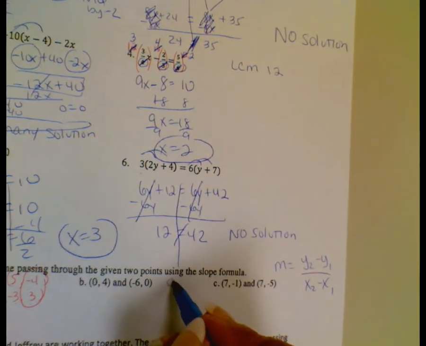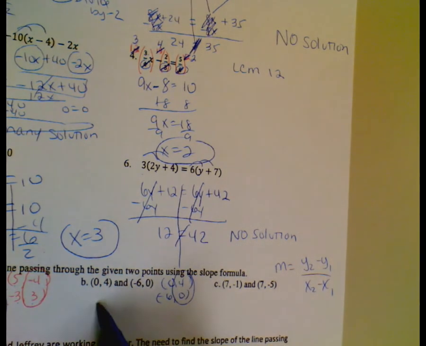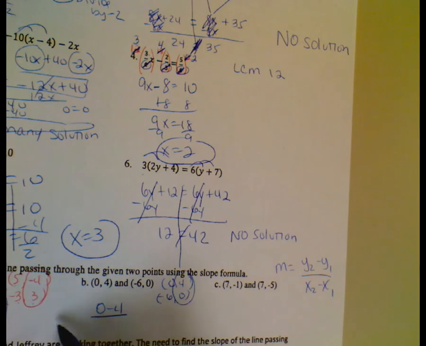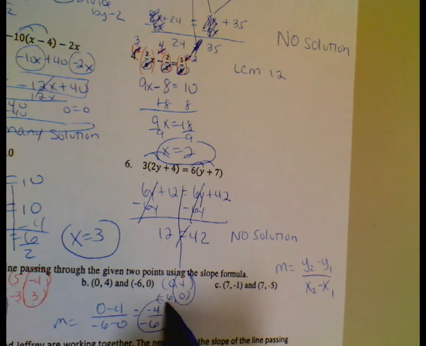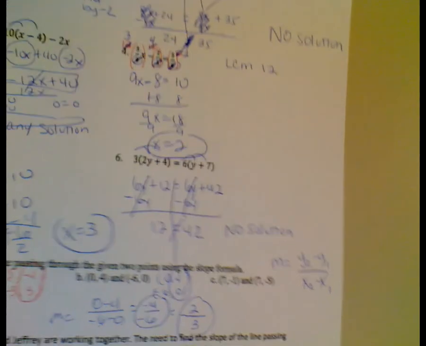Next one, let's write these on top of one another. 0, 4, negative 6, 0. So the y's are here, so it's 0 minus 4 over negative 6 minus 0, which is 0 minus 4 is negative 4. Negative 6 minus 0 is negative 6. Now what is negative 4 divided by negative 6? What happens when you have 2 negatives and you're dividing? Did you guys say it's positive? If you did, you're right. It's a positive fraction. What number goes into 4 and 6? 2. 2 goes into 4 twice. 2 goes into 6 3 times. That's your answer. That's your slope.